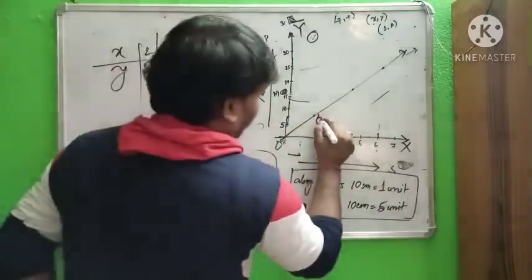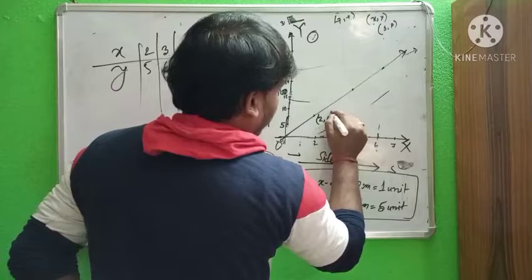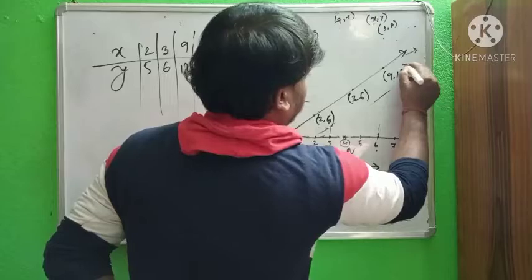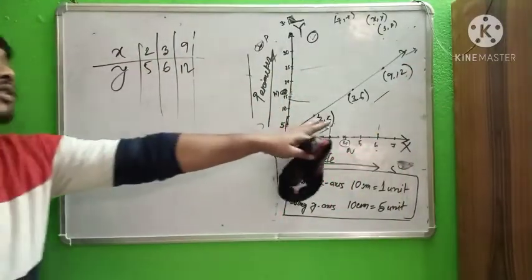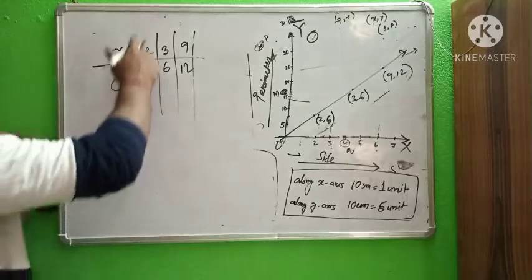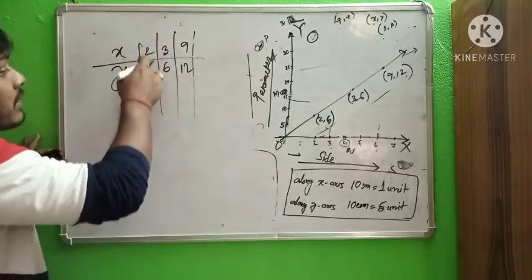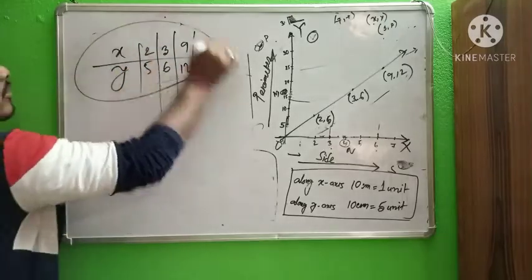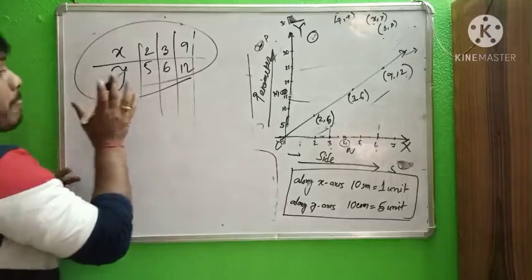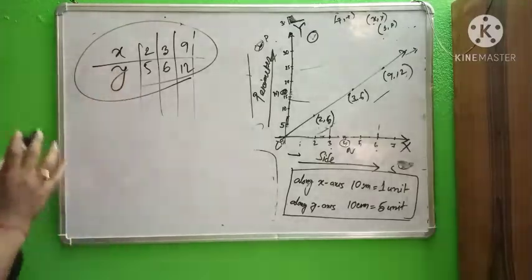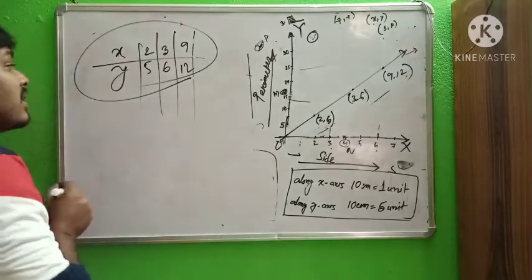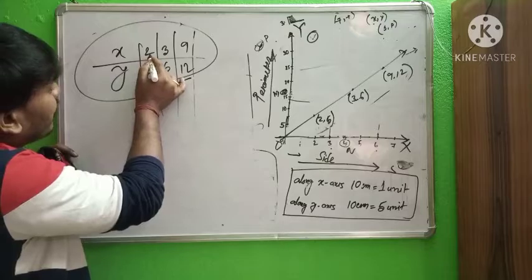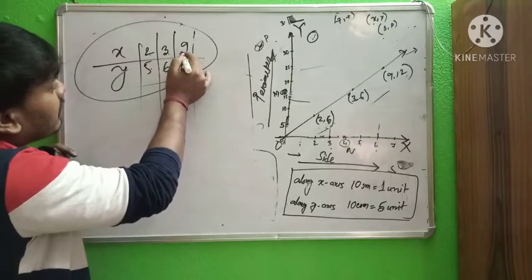If the coordinates of the points are 2 5, 3 6, 9 12, then what is the equation of this line? So now we compare the values of x and y, and find out the relation, in which relation x is related to y or y is related to x. So from the three values, here 2, here 5, here 3, here 6, here 9, here 12.